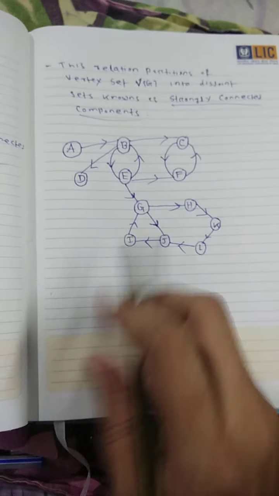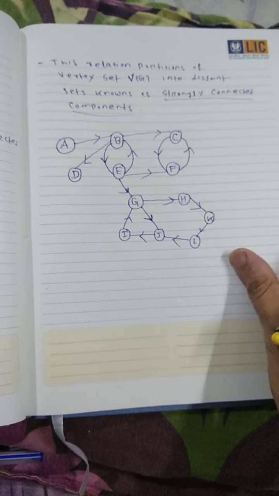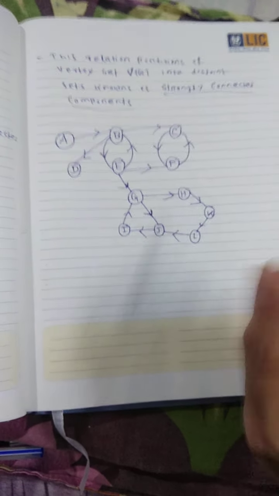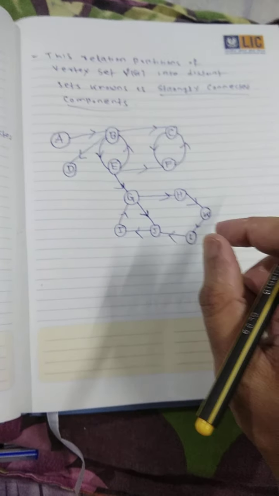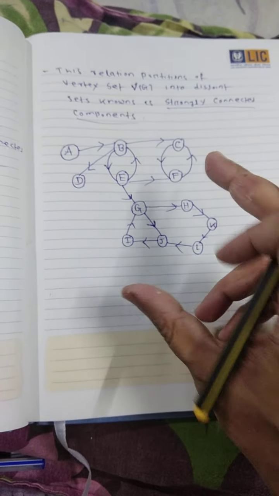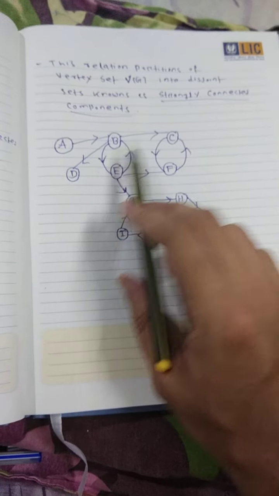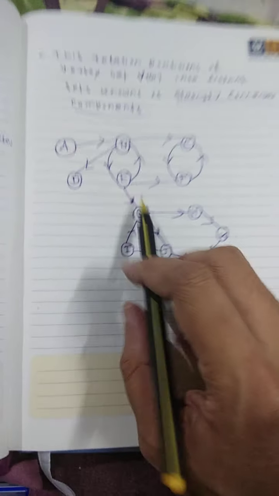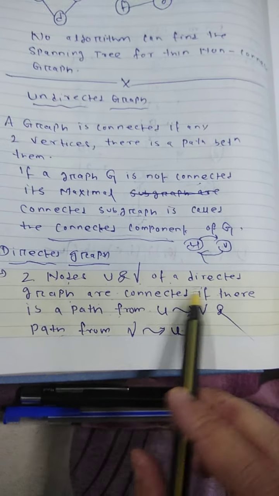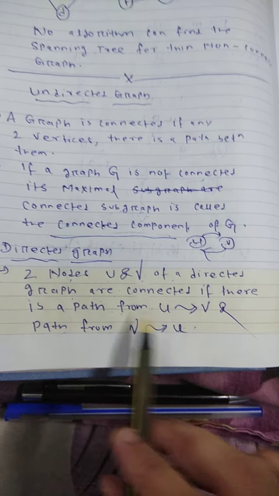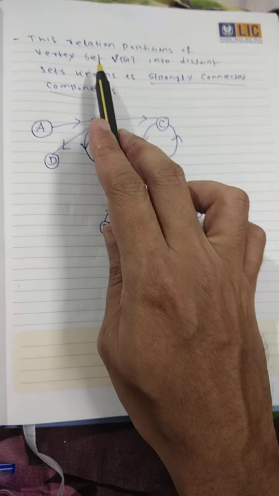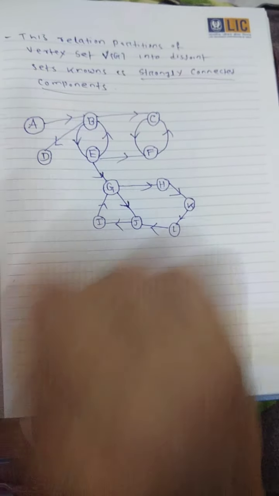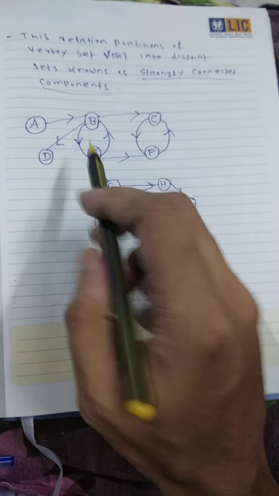If it is a directed graph, we find strongly connected components. Suppose a graph is given and the question asks to draw a directed acyclic graph, or a meta graph, of this particular graph. To draw a directed acyclic graph or DAG, a meta graph, we first find the strongly connected components. This is a directed graph, so two nodes U and V are connected if there is a path from U to V and from V to U. The relation partitions the vertex set into disjoint sets called strongly connected components. So we find the strongly connected components.